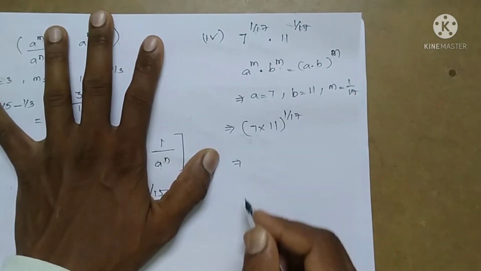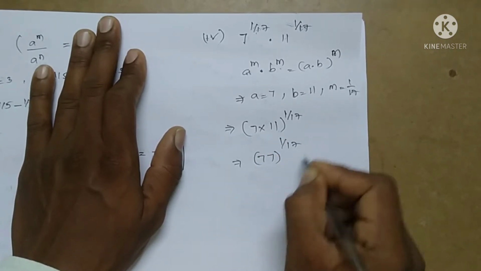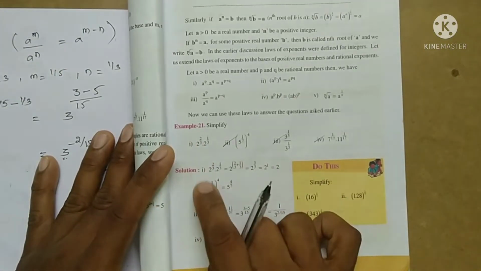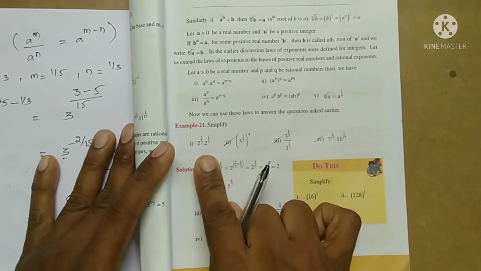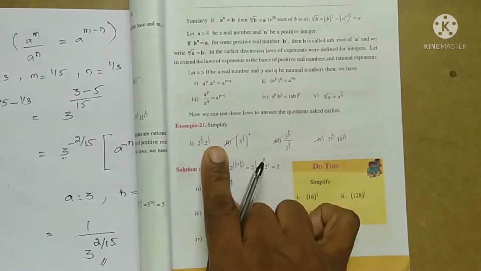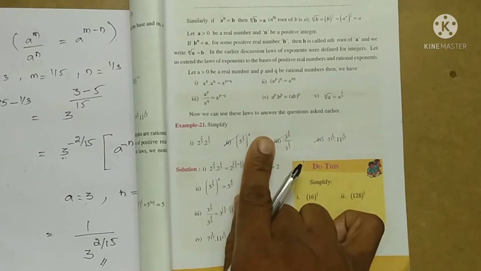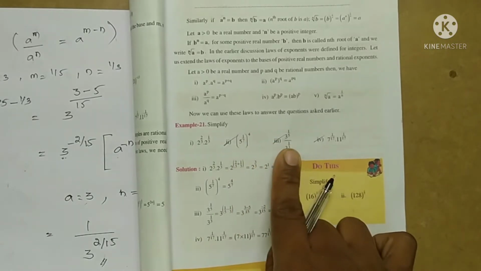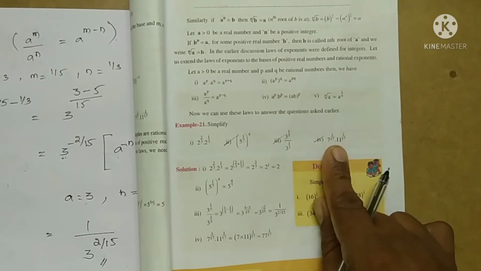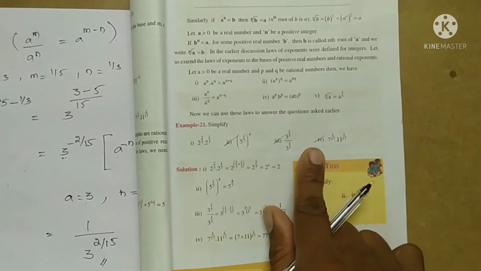1 by 17. 7 11s are 77, whole to the power of 1 by 17. This is our final result. In example 21, simplify 2 power 2 by 3 into 2 power 1 by 3. So it is of the form a power m into a power n. Next one, 5 to the power of 1 by 7 whole to the power of 4. Next question, 3 to the power of 1 by 5 into 3 to the power of 1 by 3. So 7 to the power of 1 by 17, 7 to the power of 1 by 17. All questions are completed.